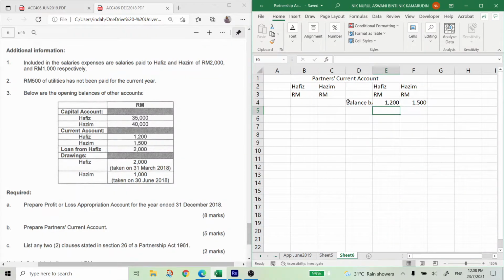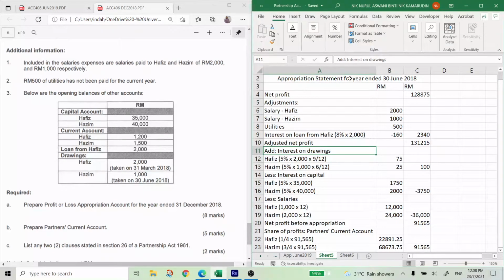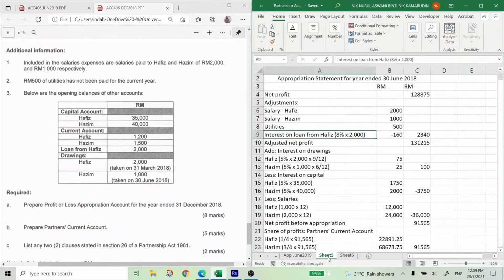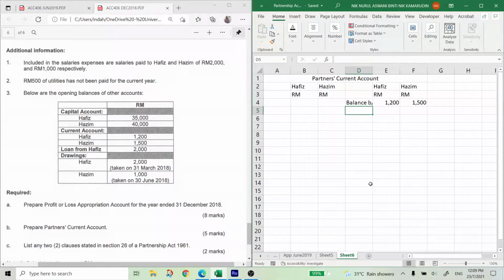Next, we're going to transfer amounts from the appropriation statement to the partners' current account. Whatever we have deducted in the appropriation statement, for example interest on loan from Hafiz, and then we deduct interest on capital and also the salary, this amount will then be added to the partners' current account. However, the amount that we are going to add here are the amounts that they did not receive yet for that year.